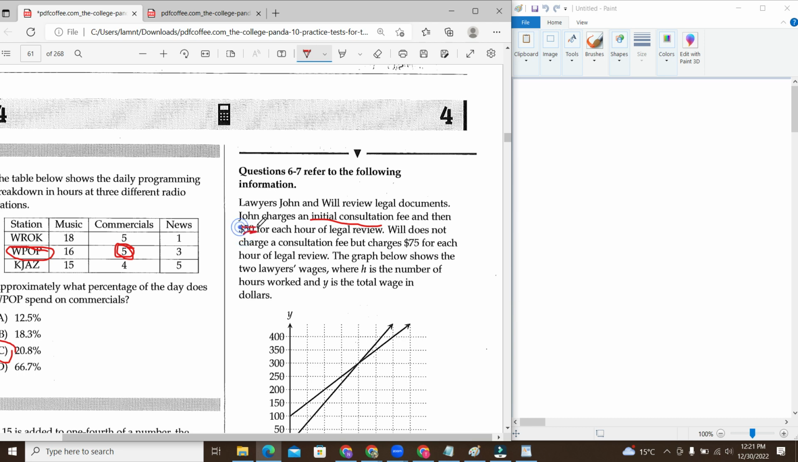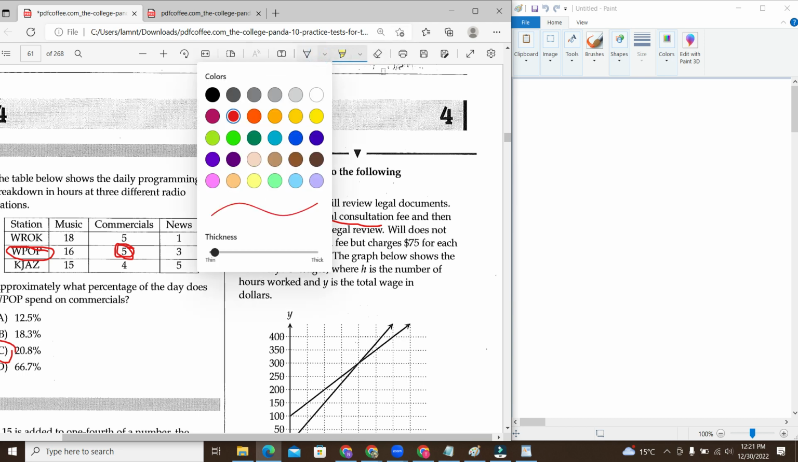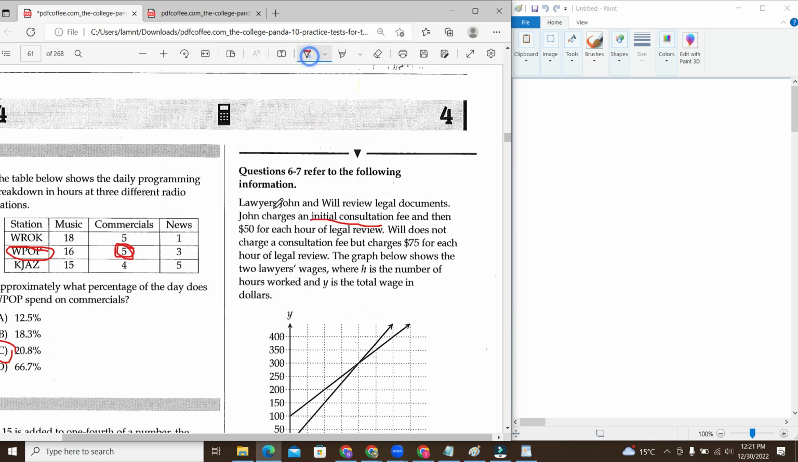And for Will, it is $75 per hour, but no initial fee. Will does not charge a consultant fee, but charges $75 for each hour of legal review.